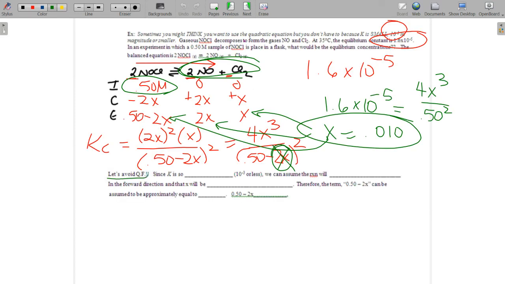Now, because we want to avoid the quadratic formula, since the K is so small, we can assume that the reaction will not go far in the forward direction, and that x will be very small. If x is very small, then 0.50 minus 2x can be approximately equal to 0.50. That is what I want you to see here.